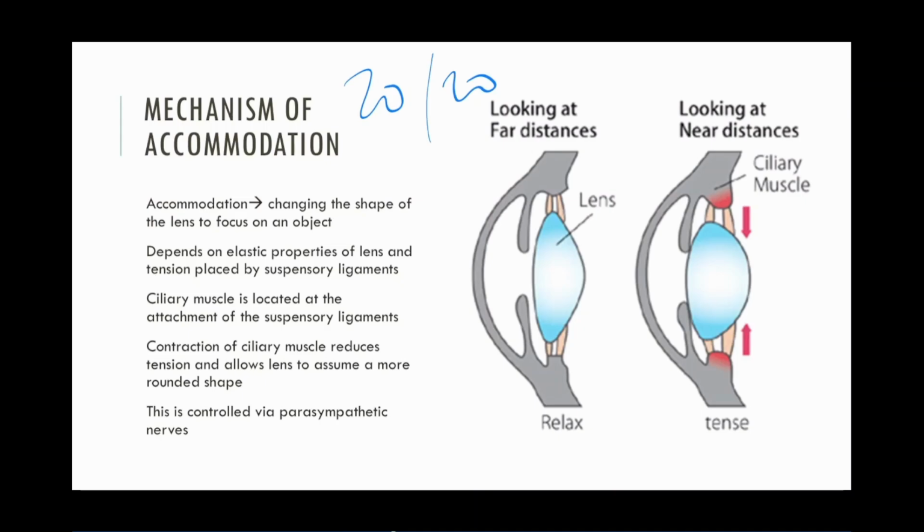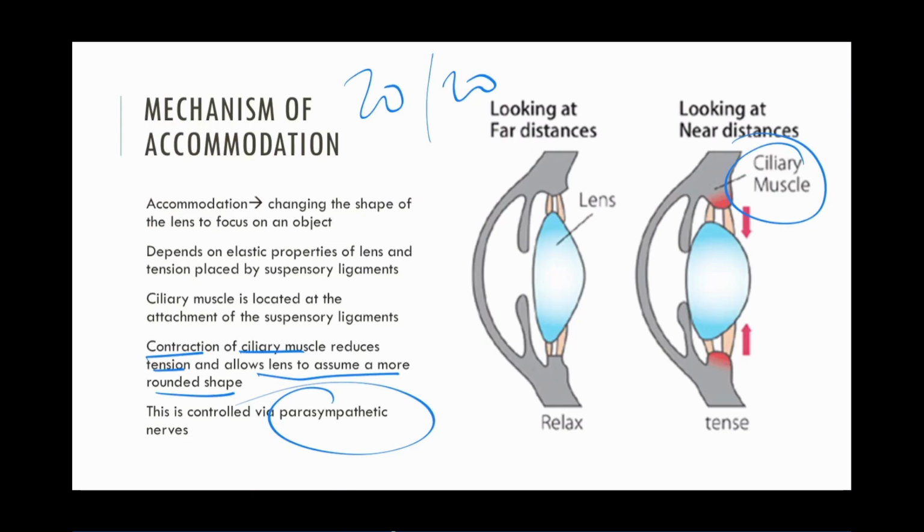So what are we actually talking about? It's this muscle right there, that ciliary muscle. Contraction of the ciliary muscle reduces the tension and allows the lens to assume a more rounded shape. This is controlled via parasympathetic nerves. Okay, so we're going to start going through, especially with the eye, parasympathetic innervation and sympathetic innervation. What's the difference? What's going to happen to their eye based off of what nerve is causing the issue?